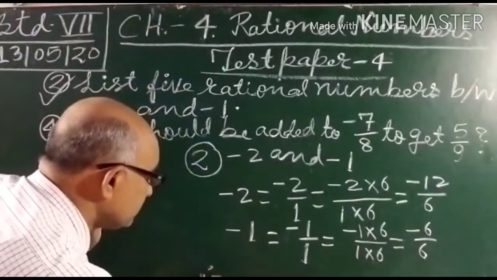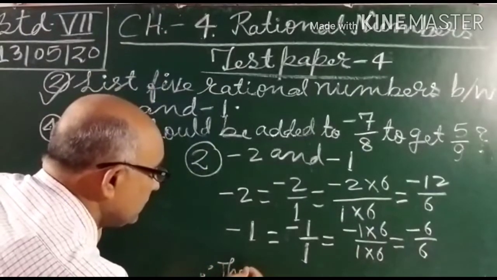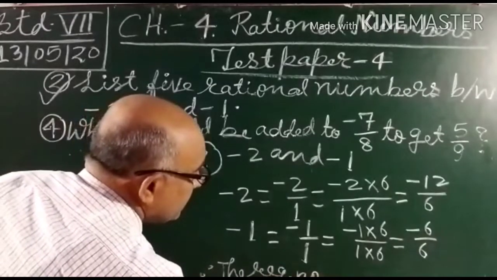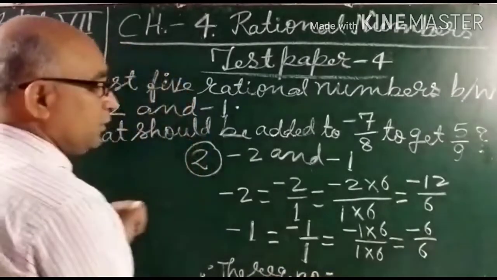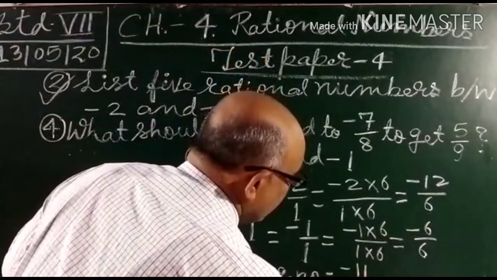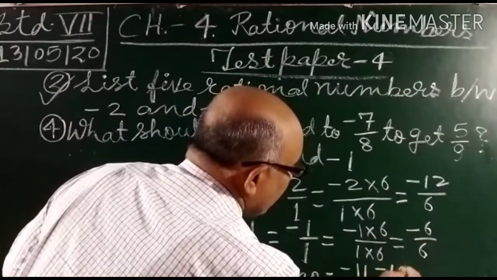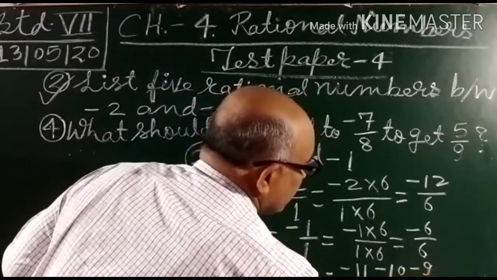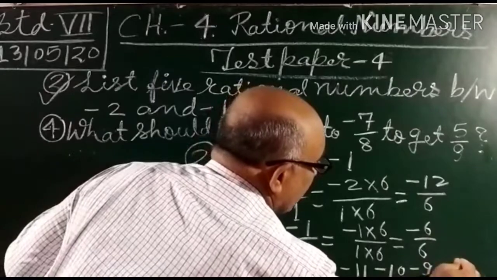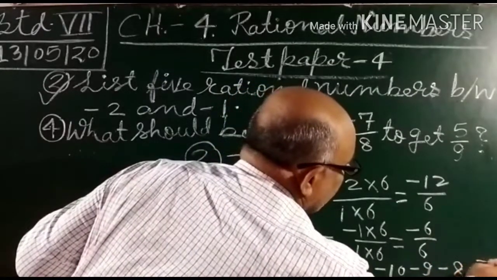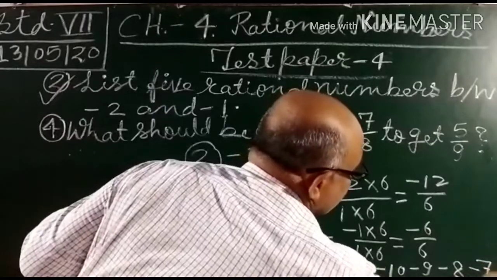Therefore, the required numbers between -12 by 6 and -6 by 6 are: -11 by 6, -10 by 6, -9 by 6, -8 by 6, and last -7 by 6. Answer.